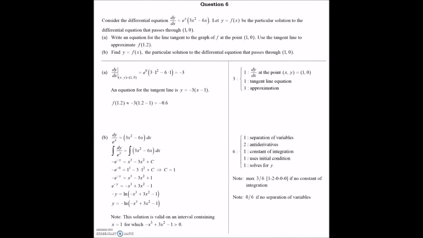So for part B of the problem, there are 6 possible points that you can earn. The first point is for separation of variables, which is separating it so the y's are on one side and the x's are on the other side. The next 2 points you can earn are for taking the antiderivative of each side of the equation. And the fourth point is for adding the constant of integration, which is the plus c, after you integrate each side. The fifth point is for using the initial condition, which is the point (1, 0), in finding what c equals. And the last point is solving for y to finish the problem.